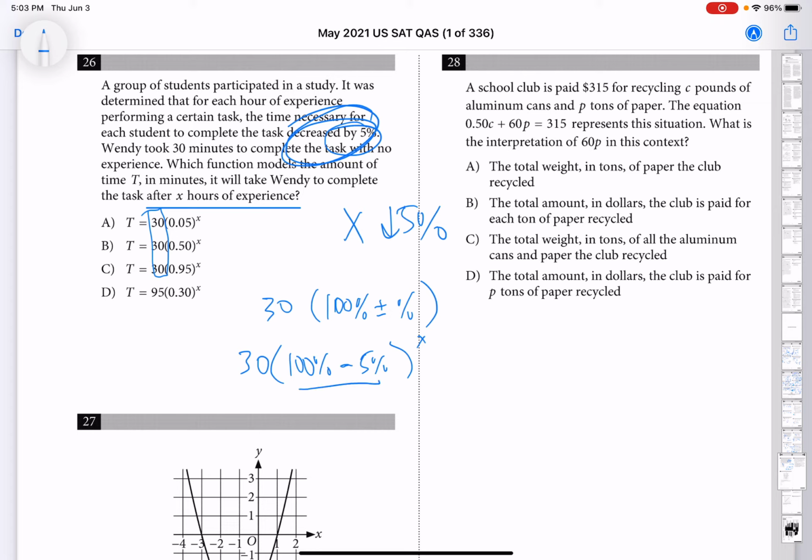If we write this as a decimal, as you can see, all the answers here are decimals, we get 30 times 0.95, because 100% minus 5% is 1 minus 0.05, which gives you 0.95. And then we put that to the power of x, and that will give you the total amount of time it will take to complete whenever x is increasing by a certain number of hours. So for number 26, the answer is C.